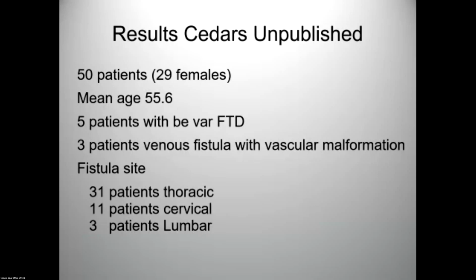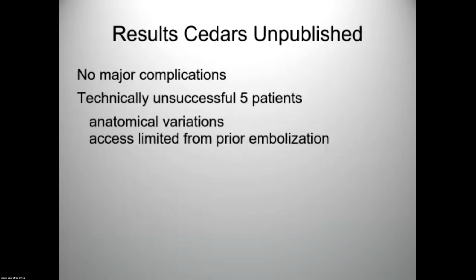3 patients had venous fistula with vascular malformations, which were not good candidates or could not have successful surgical closure repair of the fistula. And these are the distribution of the fistulas. You'll see in this series there's a higher number of cervical patients, and I will explain why. No major complications were reported on any of these.